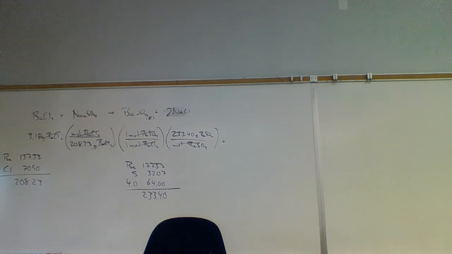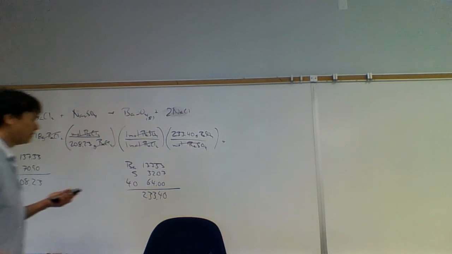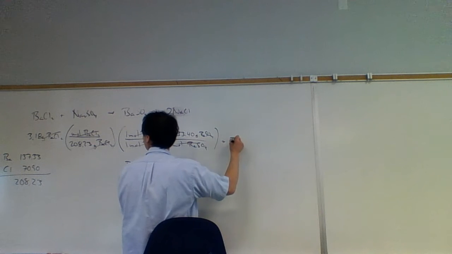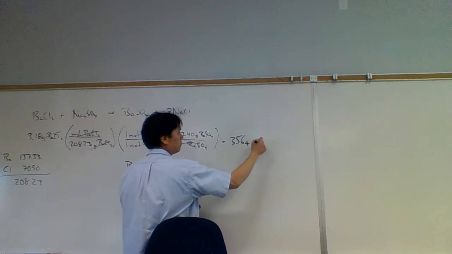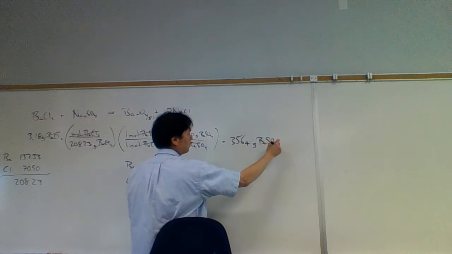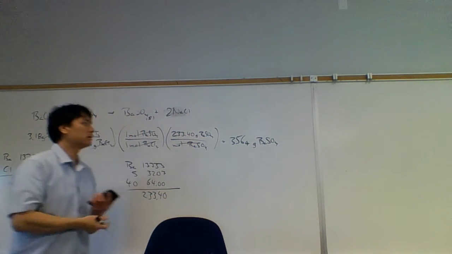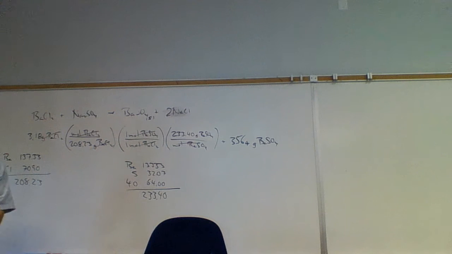So let's go ahead and do that. It's going to be 3.18 divided by 208.23 times 233.4. 3.56. About 3 sig figs, so I'm going to just carry 1 extra. So we should have gotten 3.564 grams of barium sulfate. Did they? You know, that's what they should have gotten, but they lost a little bit, do you see?